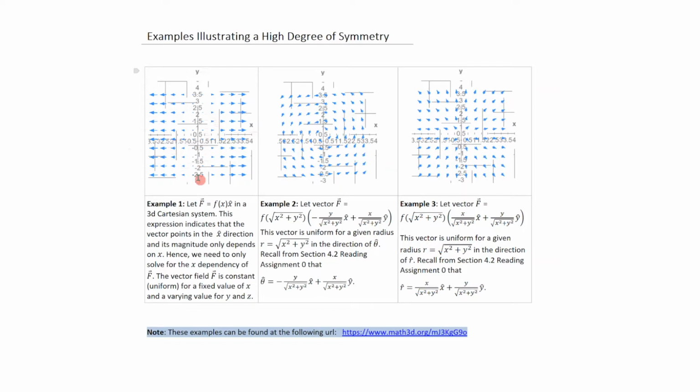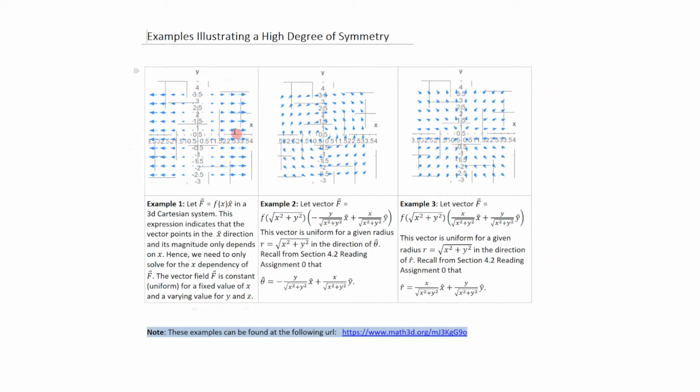So in this case, just by observation, you could say that this field is in the x-hat direction and depends only on x. So if you go in this direction, there's no y dependency. It's only in the x direction. So this is a problem in which there's a high degree of symmetry. All right, so if you read through that, we need only to solve for the x dependency of the vector field. And the vector field F is constant and uniform for a fixed value of x and varying values of y and z.